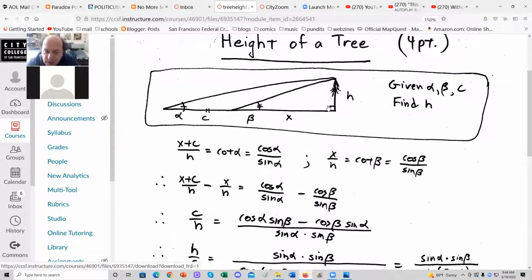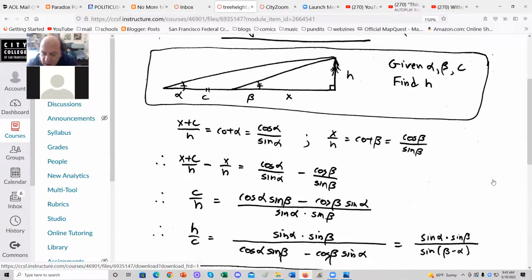X plus c over h is cotangent of alpha, adjacent over opposite, cos alpha over sine alpha. X over h is cotangent beta, cos beta over sine beta. Therefore, you take the difference between the two, x plus c over h minus x over h. That's cos alpha over sine alpha minus cos beta over sine beta. This left side simplifies to c over h. Right side, we combine fractions, cos alpha sine beta minus cos beta sine alpha, over sine times sine.